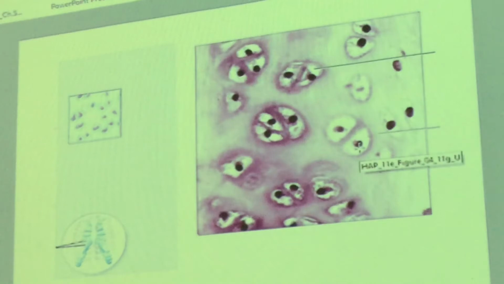So locations for hyaline. Costal region, so connecting ribs to sternum, or you can simply say costal cartilage. It's found on the end of long bones. Covers the ends of long bones, or you can simply say articular cartilage.